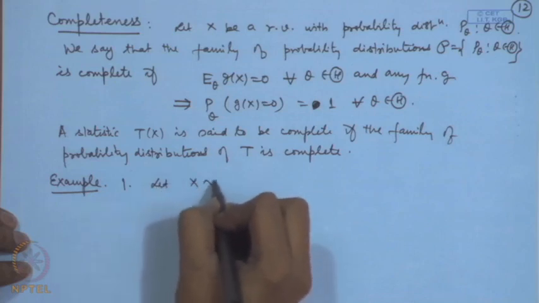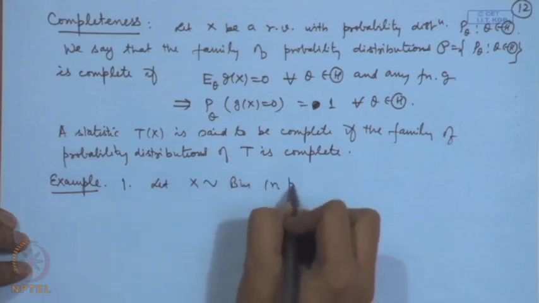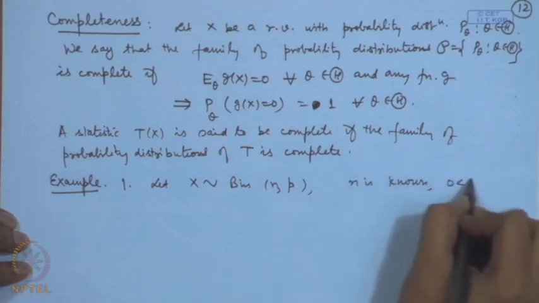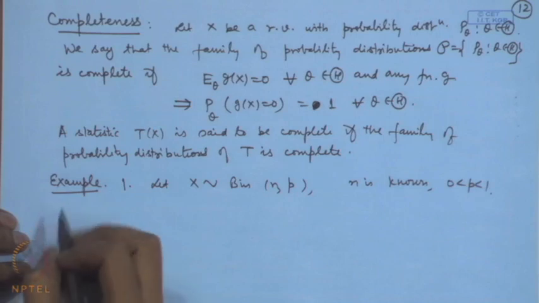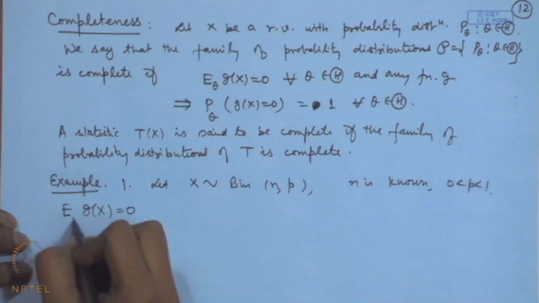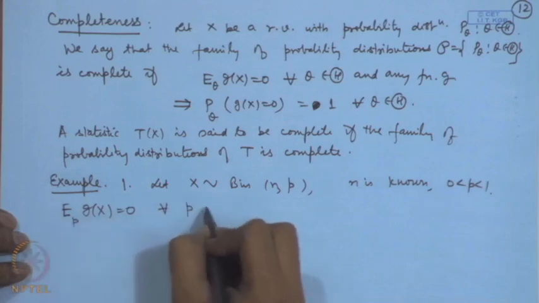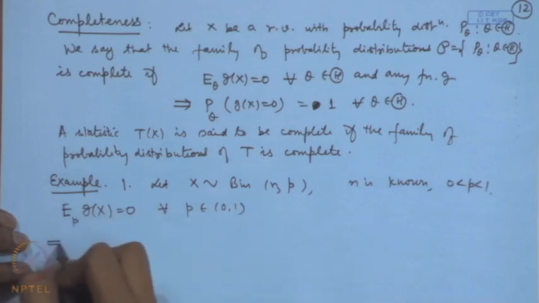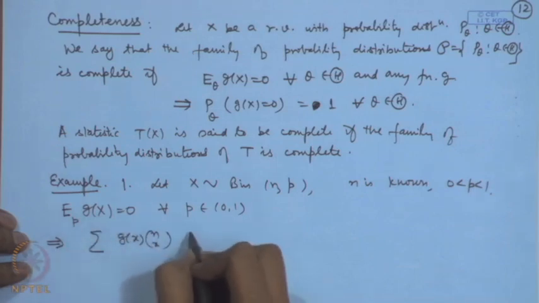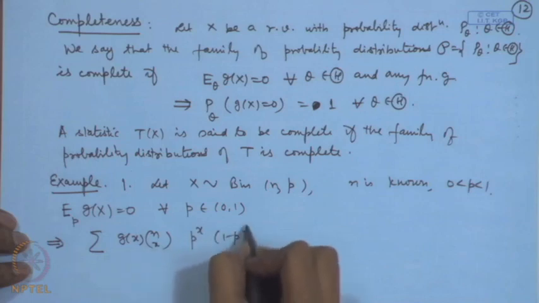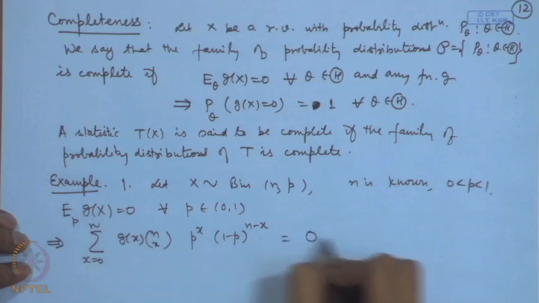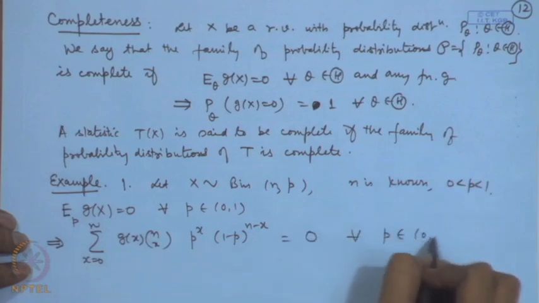Let X follow binomial(n, p) distribution, where n is known and parameter p lies between 0 and 1. Let us consider expectation of g(X) equal to 0 for all p in the interval (0, 1). Now, this statement is equivalent to the sum of g(x) nCx p^x (1 - p)^(n - x), x equal to 0 to n, equal to 0 for all p belonging to (0, 1).